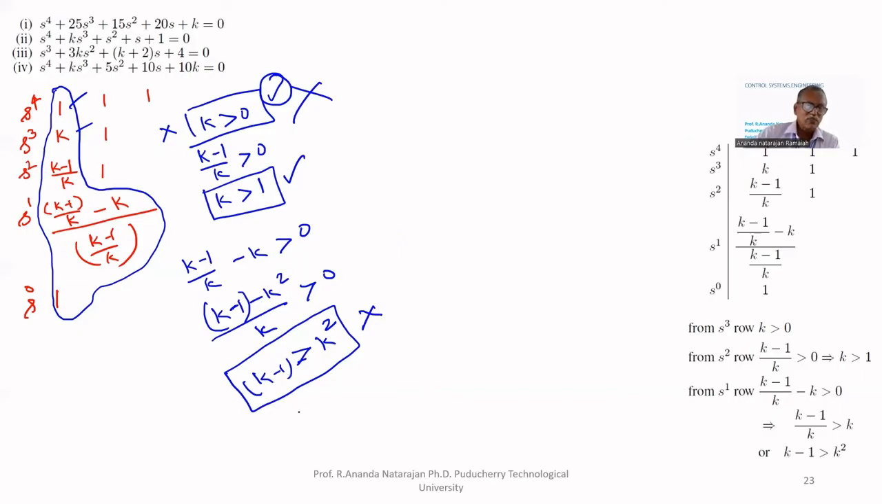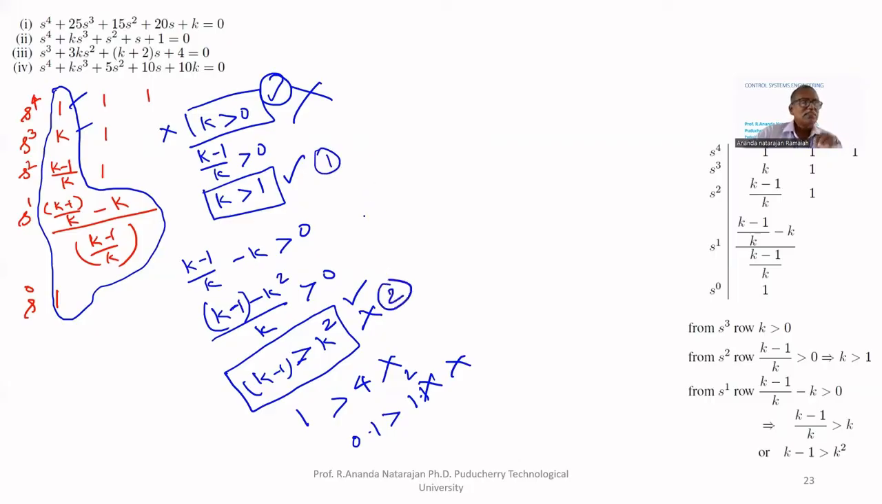Suppose k is 2. 2 minus 1 is 1, 2 square is 4. Not satisfying. Even 1.1: 1.1 minus 1 is 0.1, and 1.1 square is greater than that, so it is not satisfying. Therefore, it's not possible to find a value greater than 1 that satisfies the second condition. We cannot find a value of k that satisfies both the first condition and the second condition.